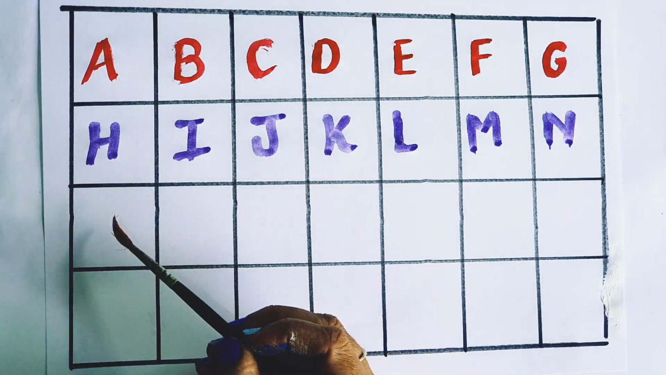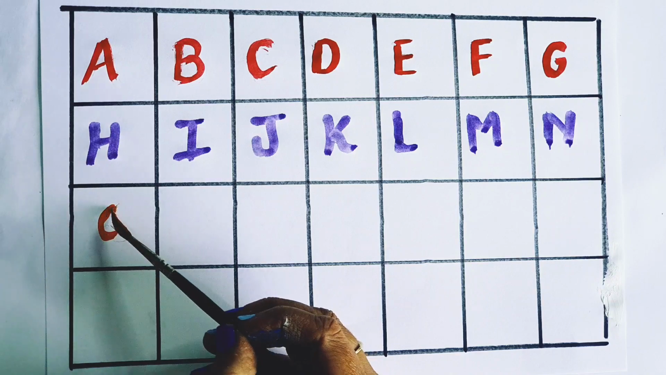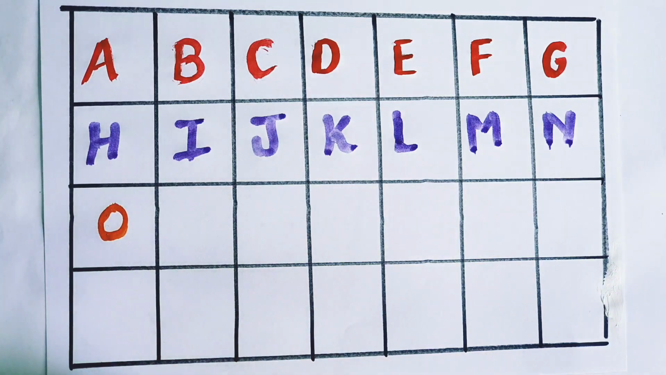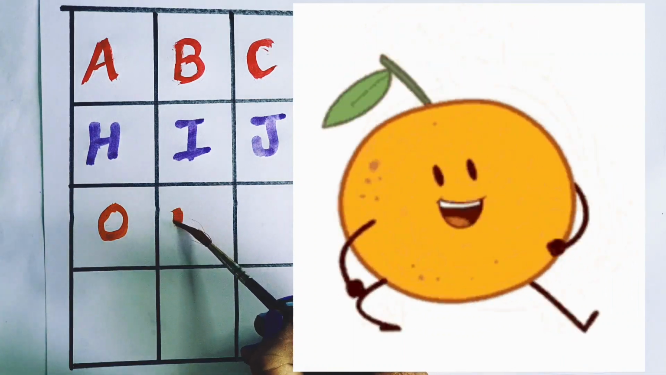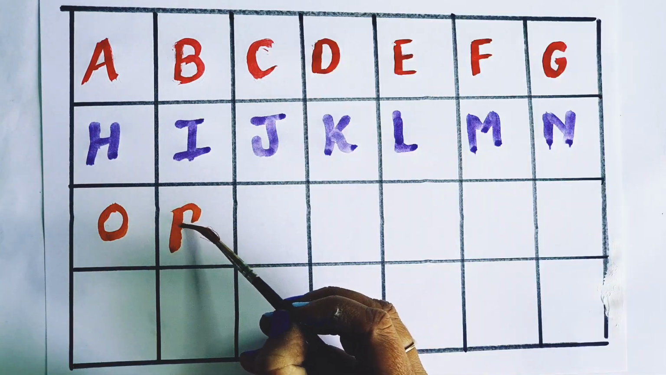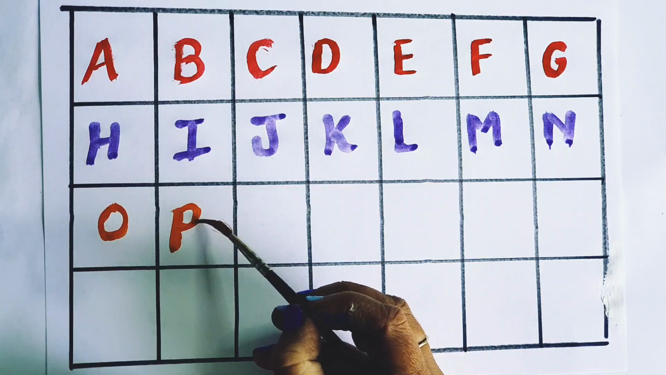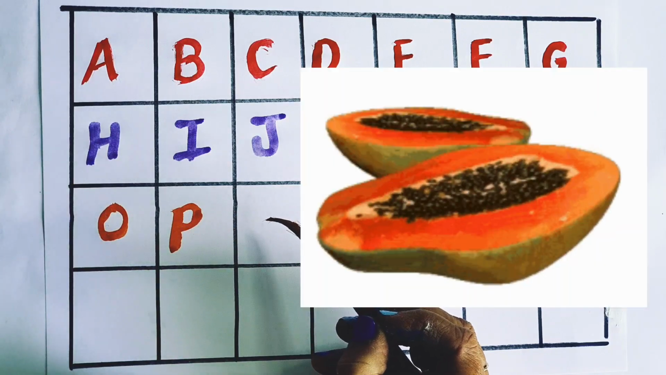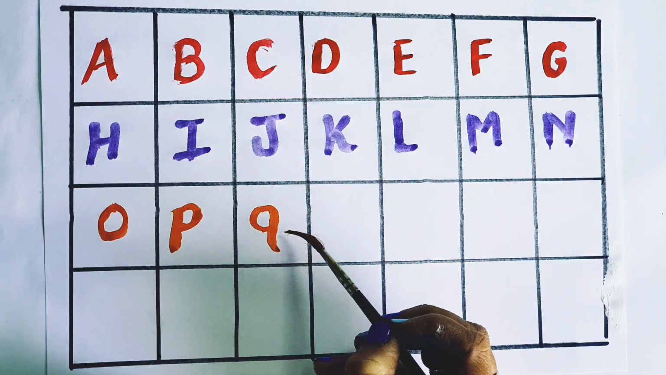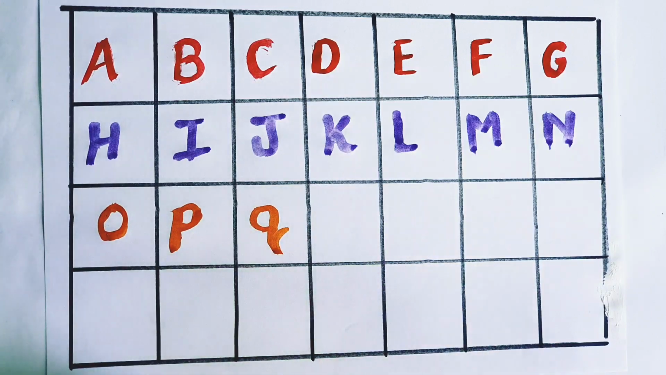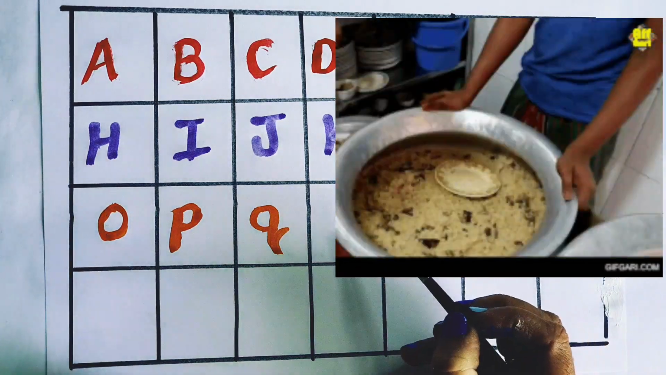Orange color. O. O for orange. P. P for papaya. Q. Q for quinoa.